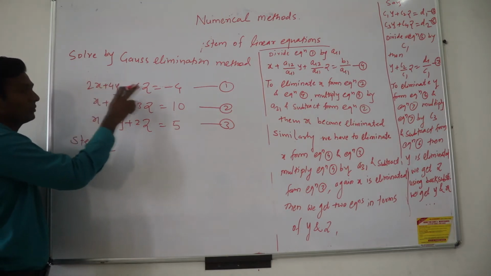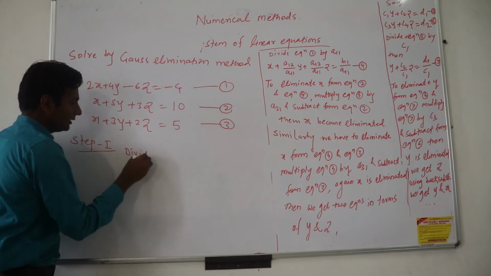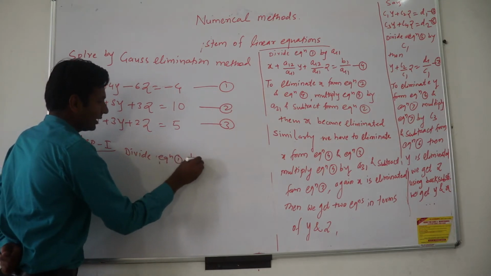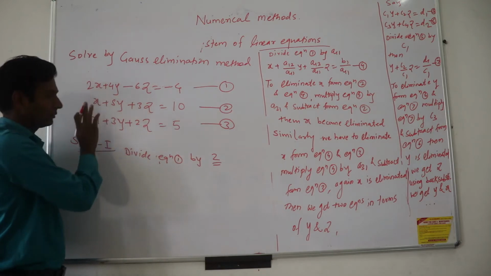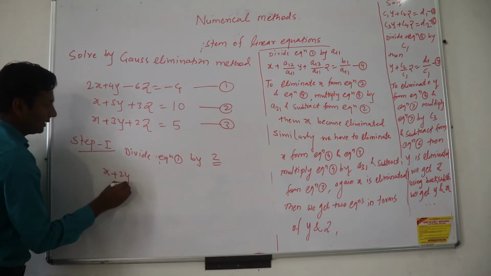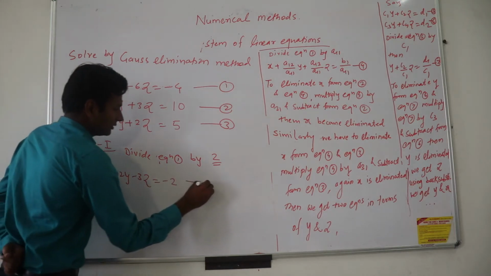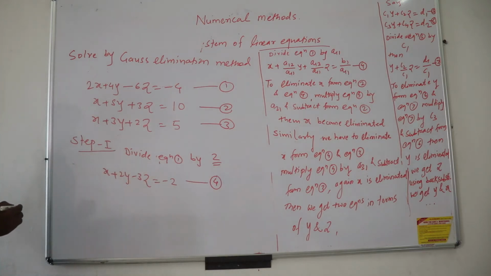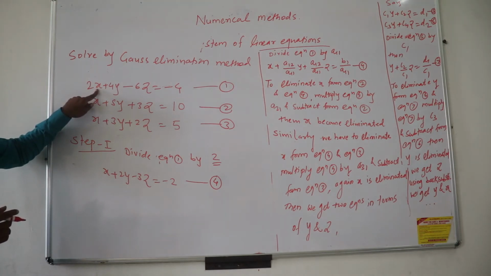What is the coefficient of x in equation 1? Here it is 2. So we divide equation 1 by 2, since 2 is the coefficient of x in equation 1. So we get x plus 2y minus 3z is equal to minus 2. This is equation number 4. This is our first step: every time divide equation 1 by the coefficient of x.